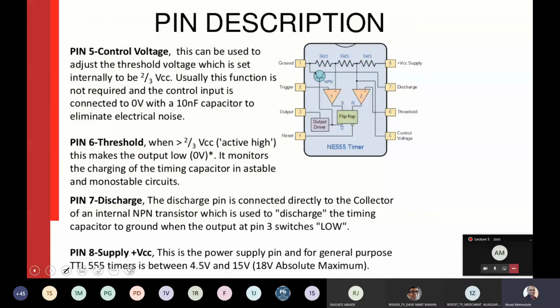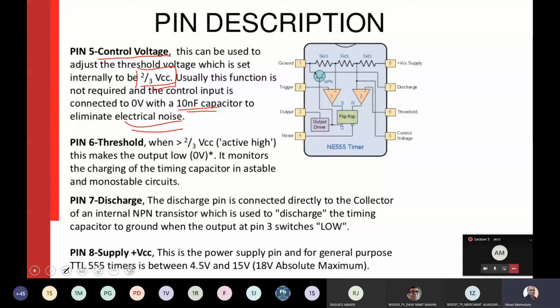Then pin 5 is a control voltage. We have already seen it can override your 2/3 VCC condition and change the functioning. Typically, if you are not using this pin, you have to ground it using a capacitor to eliminate all the electrical noise that might appear. Pin number 6 is threshold.